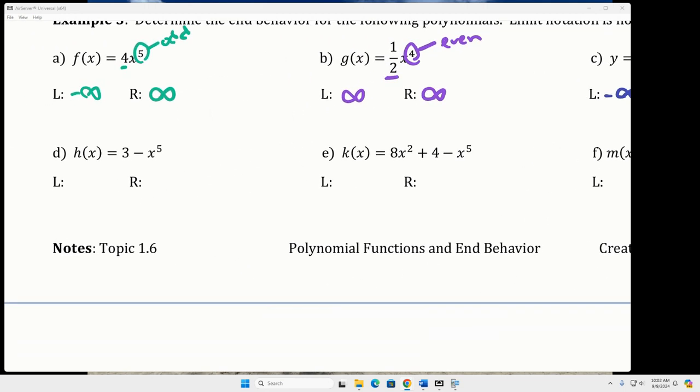All right, for letter D, what term do I care about? Just this one. So the leading coefficient is definitely negative. The degree is odd, so we'll do opposites. All right, on E, what term do I care about? Still this one. And so it's going to be the same. So it doesn't matter what's added or subtracted to that. When we're doing the end behavior, all that matters is that term with the largest exponent.